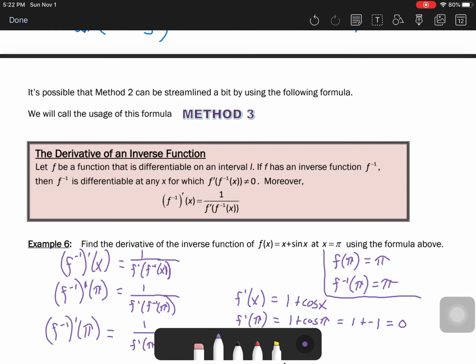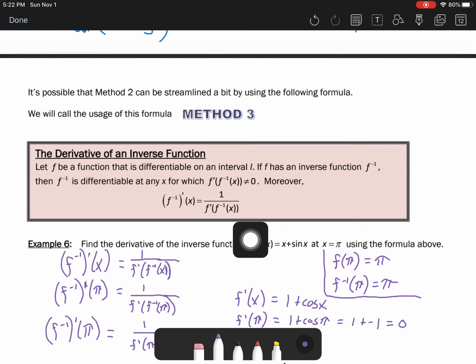Hey, Calc class, we're going to finish up these notes for derivatives of inverses, and the last method that we need to take a look at, they're just calling it method 3. Basically, it is the same process as method 2, but they just give us a streamlined formula for it. The hardest part is that this formula does look a bit confusing because of the notations that are in here.